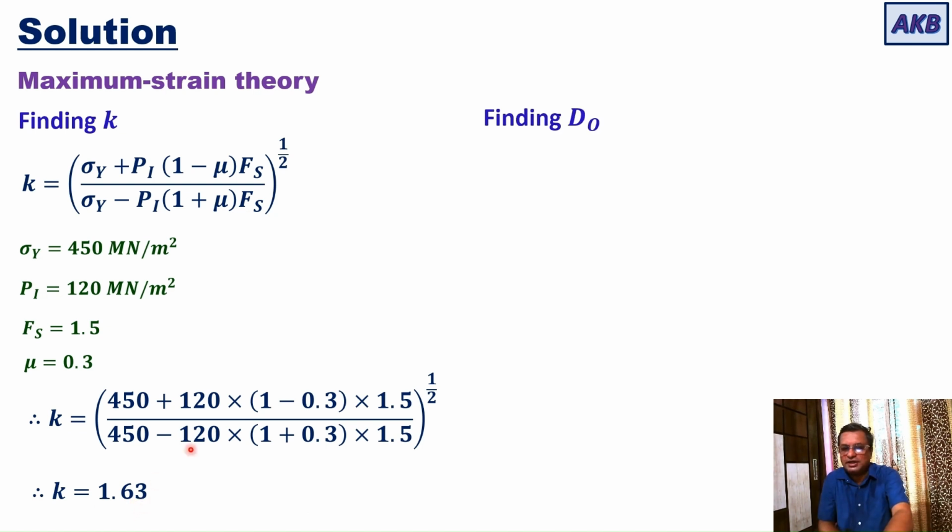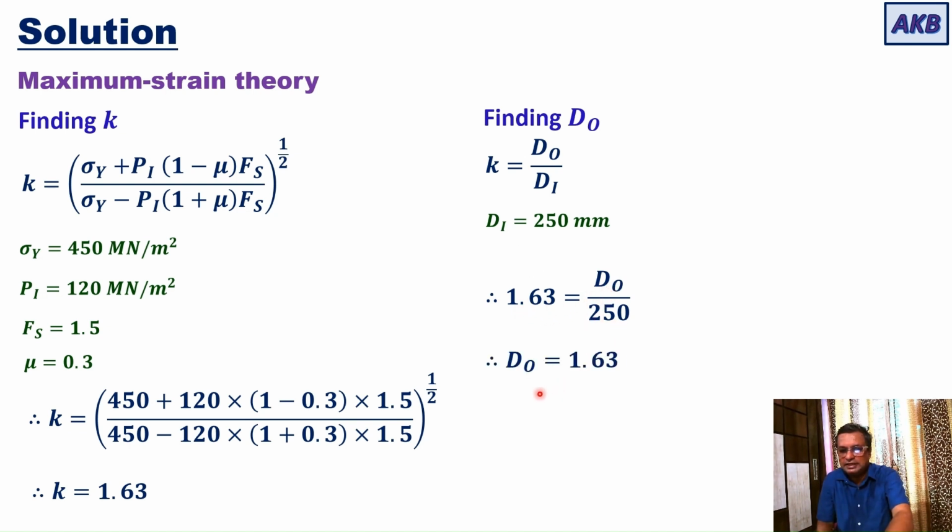Once you get K, the next step is finding DO. So K is DO upon DI. DI is 250 mm. K you got 1.63. So 1.63 is equal to DO upon 250. That is, DO is equal to 1.63 into 250. That gives us DO as 407.5.